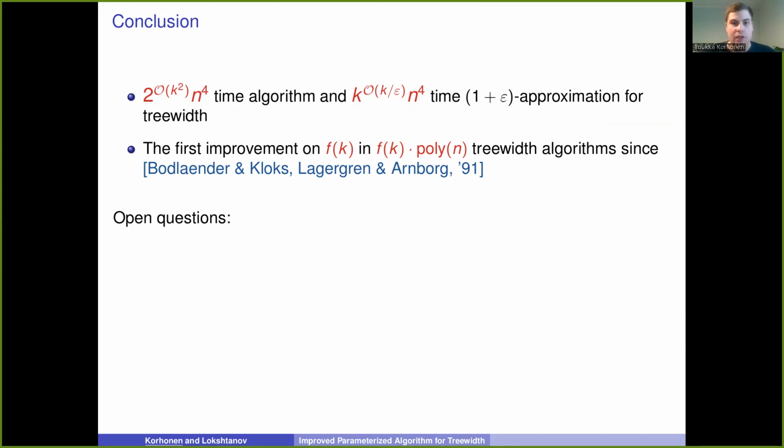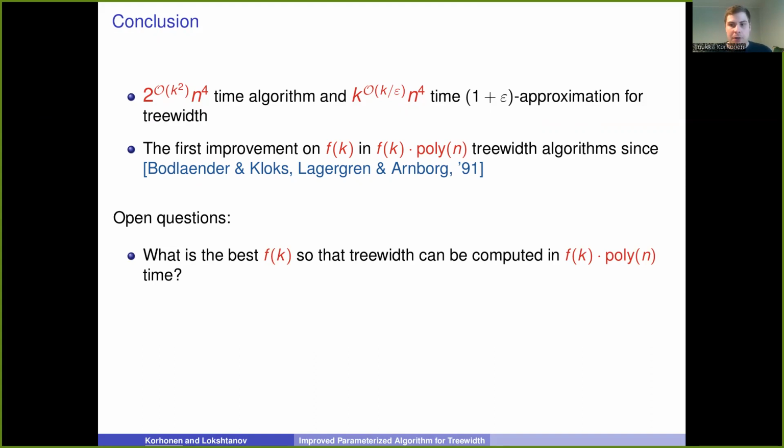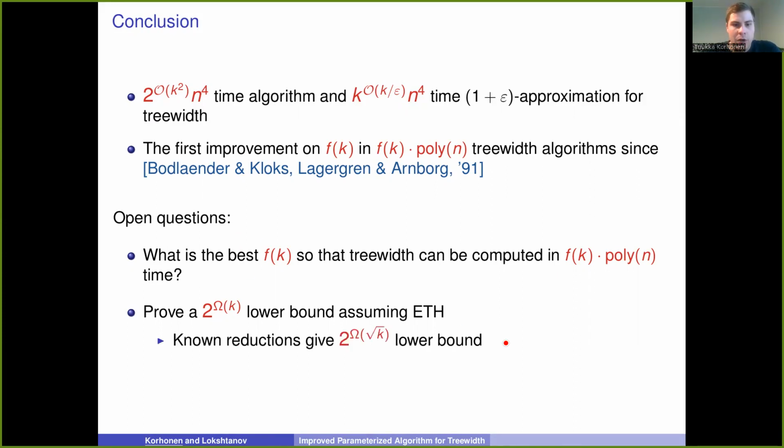And there are some interesting open questions in this area, of course. The question where we made the first progress in a long time is, what is the best f of k such that Treewidth can be computed in f of k times poly n time? And in the lower bound regime, the next problem that I think would be nice to show is a 2 to the omega of k lower bound for this f of k, assuming ETH. The current reductions give a 2 to the omega of square root of k, so we have a very wide gap. I would really believe that this lower bound would hold, but I have tried and I cannot show it, at least currently.